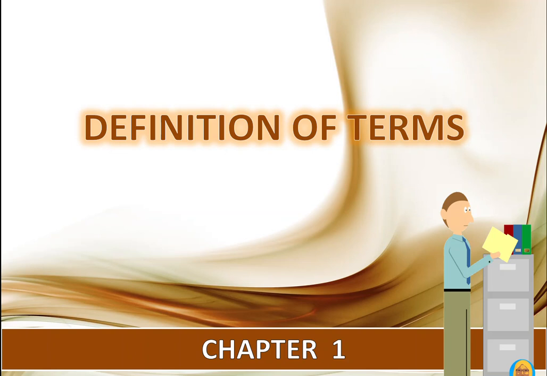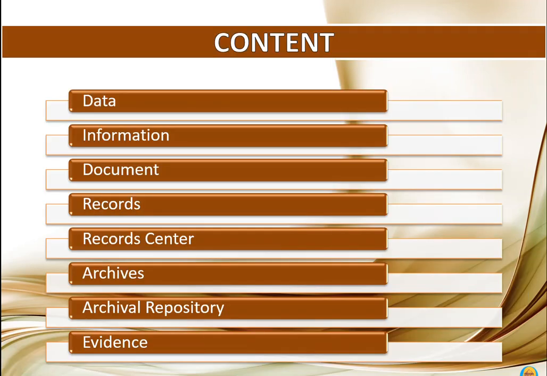We are going to continue to chapter 1. Previously we have discussed what is a record. In chapter 1, we only need to know the definition of terms that we are going to use in records management. The terms are data, information, document, record center, archival repository, and lastly evidence. These are the terms that you need to know in records management.